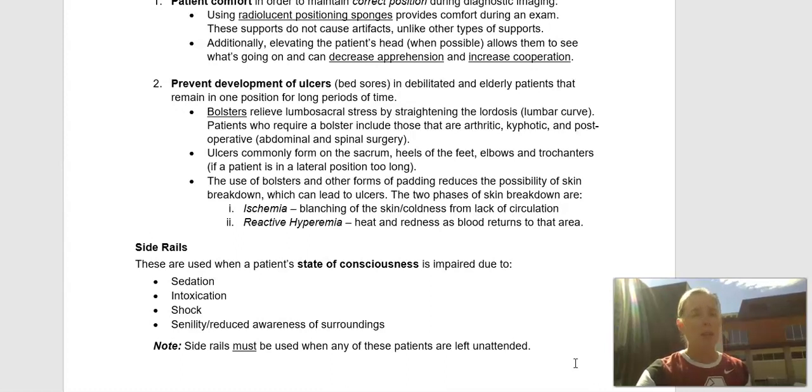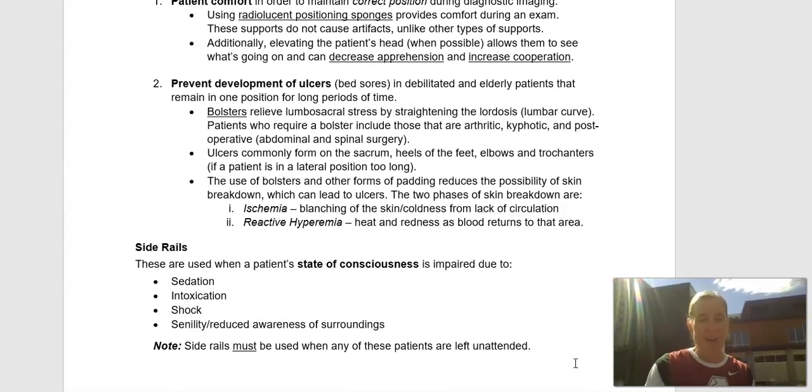And we're going to talk a lot about shock next semester, but a patient who is in shock should always have the side rails up. And we are also looking at someone who perhaps has a decrease in the awareness of their surroundings, or perhaps Alzheimer's, dementia, patients who seem to not quite understand the safety element of it. So it's always just good practice. Keep the side rails up.